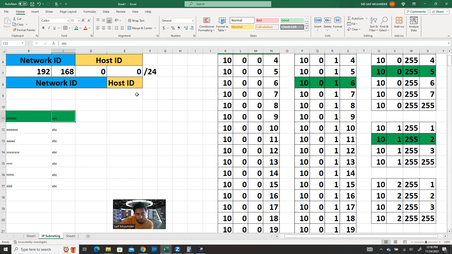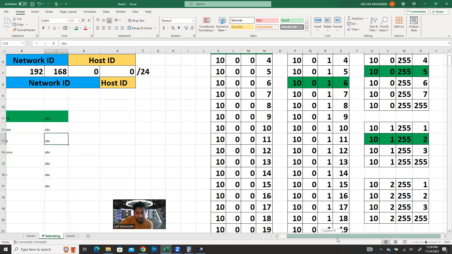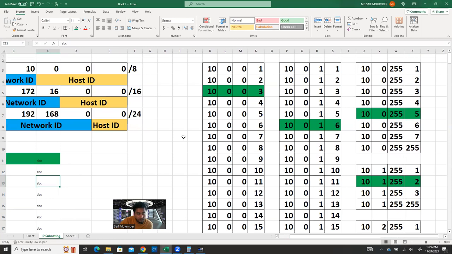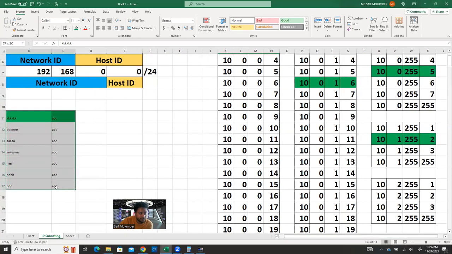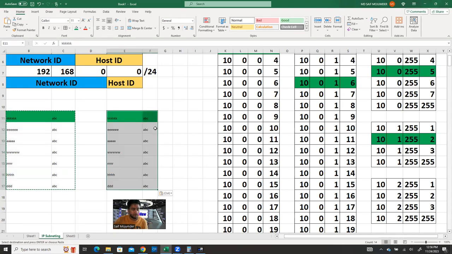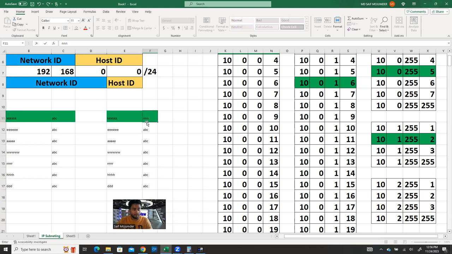ABC family means all of you, including your father, belong to the same family. So that means you are maintaining the same network. But just as an example, if I copy to the other section here, say for example, instead of ABC, it's XYZ. The XYZ family.